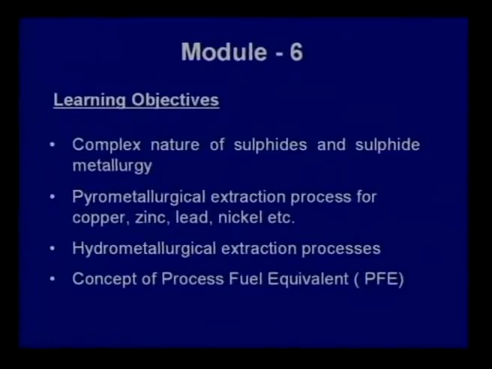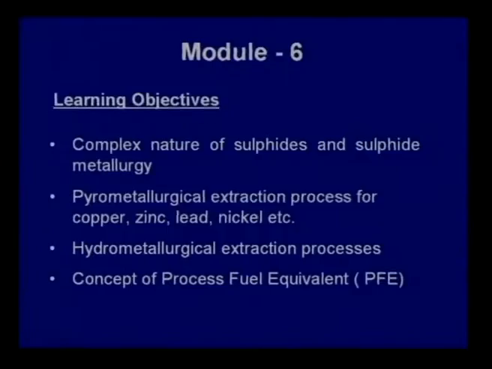We are now starting module 6, which will be about extraction of metals from sulphides, and we will start with copper metallurgy. Now, I have already said one or two things as an introduction during my last lecture, but let me repeat what I said.